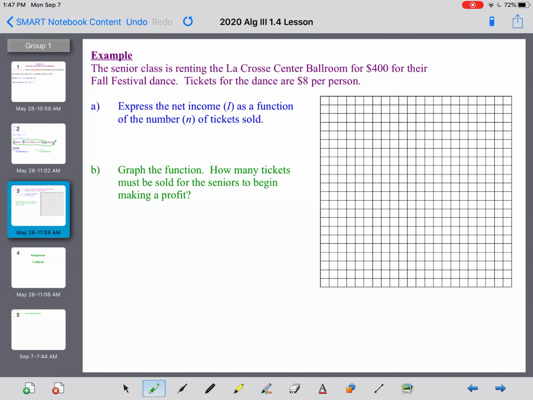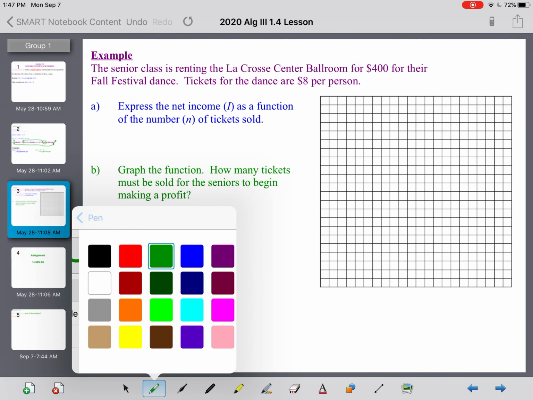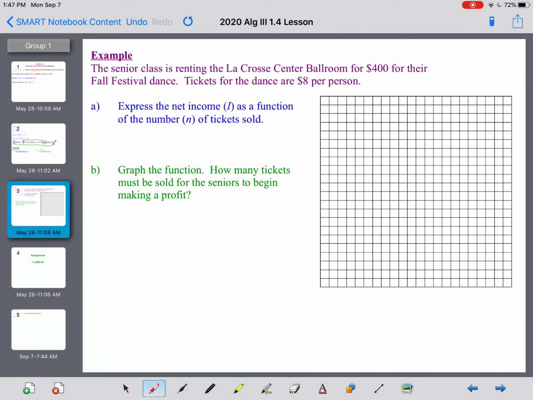Moving on here. So we have one example as far as modeling. The senior class is renting the Lacrosse Center ballroom for $400 for their fall festival dance. So that means this is a pay. We got to pay that out. Tickets for the dance are $8 per person. So this is a kind of pay in. So that's the money that the dance or the group will take in.